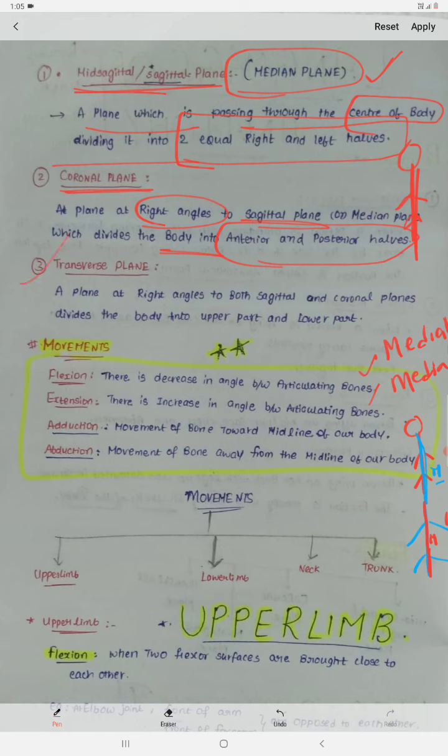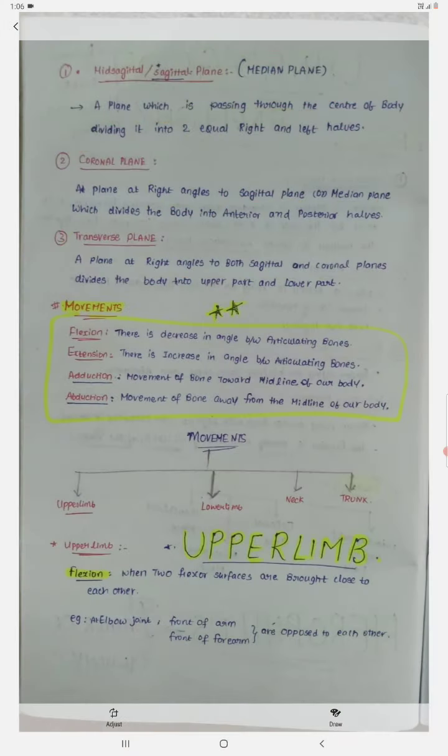Coming to the third plane, that's very important, the transverse plane. Transverse means horizontal, no? The word itself says it is a plane at right angles to both the sagittal and the coronal planes. The transverse plane lies 90 degrees to the mid-sagittal plane and the coronal plane. At the same time, it divides the body into the upper and the lower parts. Okay, these are called the different planes of the body.